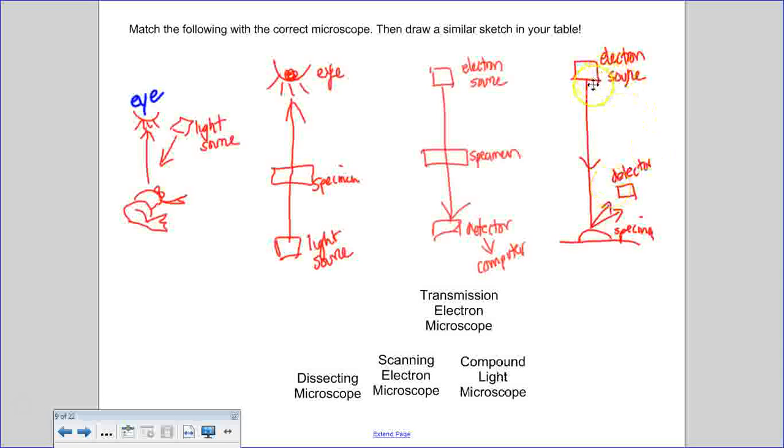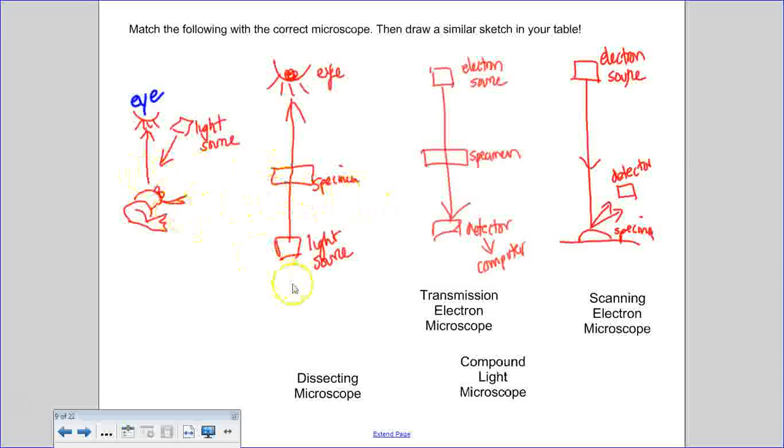This one, it bounces off the surface, so the surface has to be coated in gold. Gives us a 3D picture, okay. Here's the top of it, what it looks like, kind of along the sides. It gives you a 3D view of the surface of it.